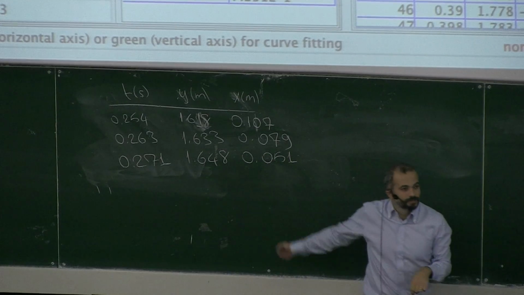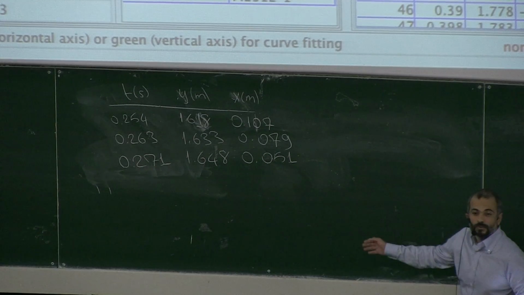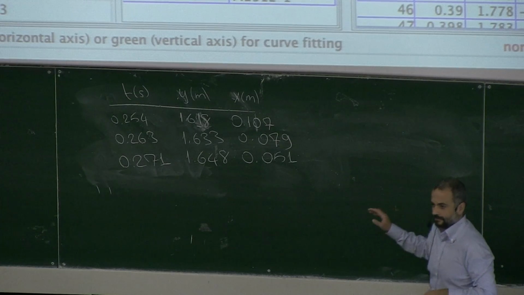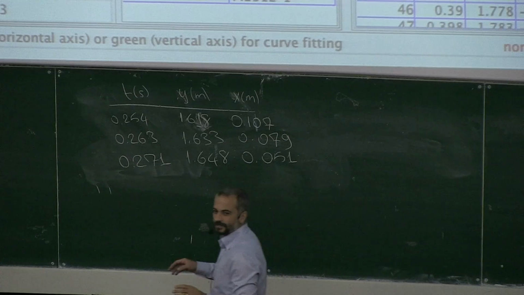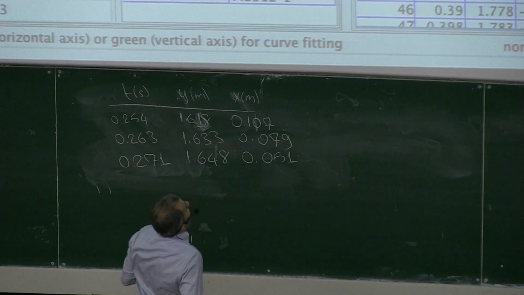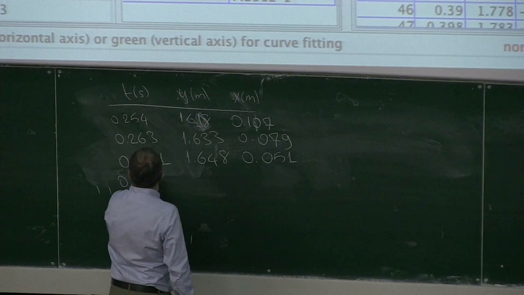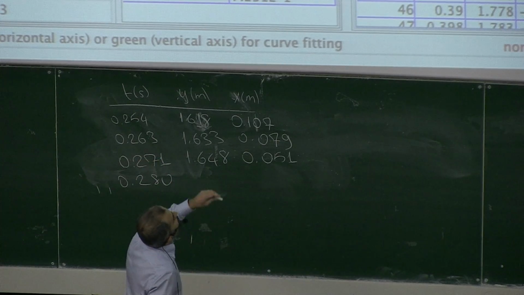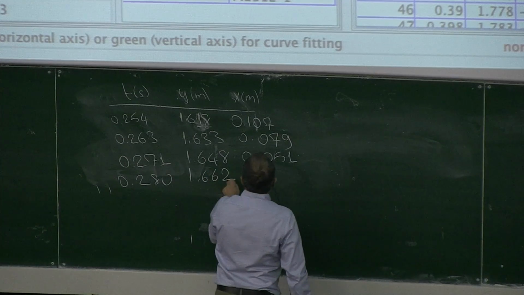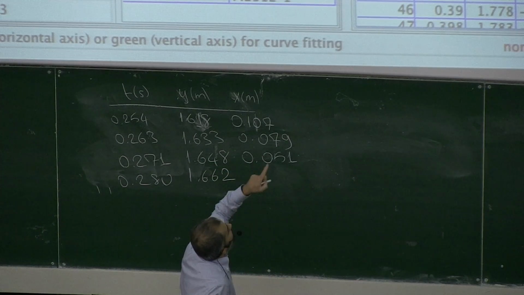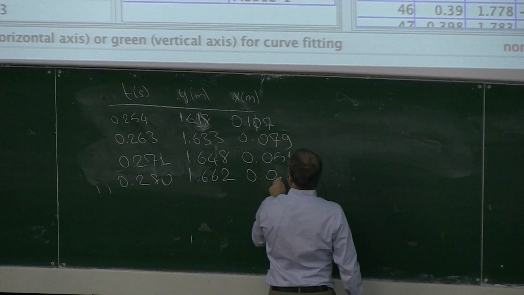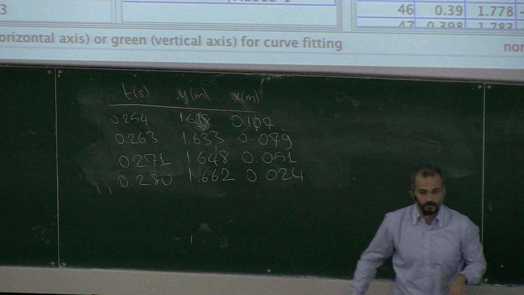While I'm writing all these numbers down, instead of getting bored, you can think of what Kepler did. I mean, Kepler had all these thousands of numbers and without any computers. 0.280, 1.662, 0.024. Okay, this will be enough for me.